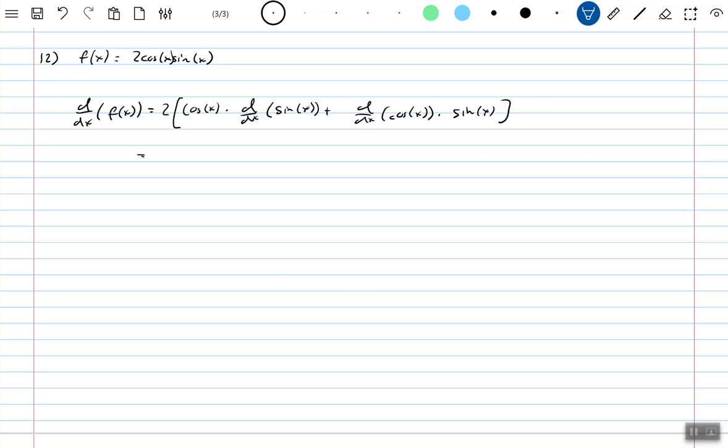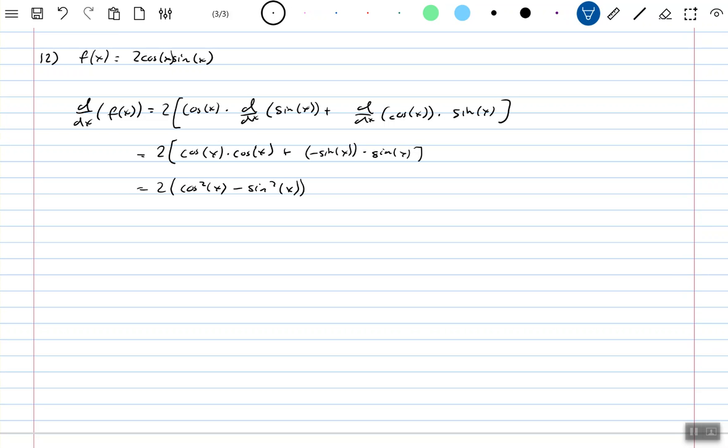And now we're just going to simplify. Now we're going to evaluate these individual derivatives. Equal to 2 times cosine of x times the derivative of sine of x. Well, that's just cosine of x. Now plus the derivative of cosine of x. Well, that's just negative sine of x times sine of x. Well, this is just equal to 2 times cosine squared of x minus sine squared of x. All right, so that is our derivative.